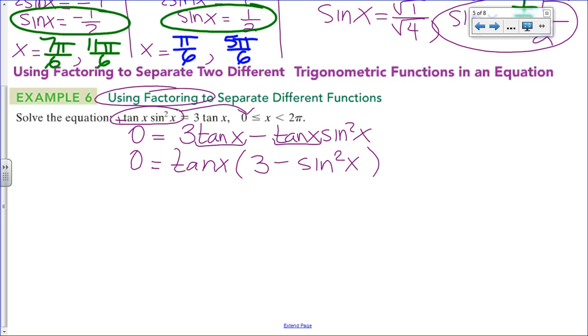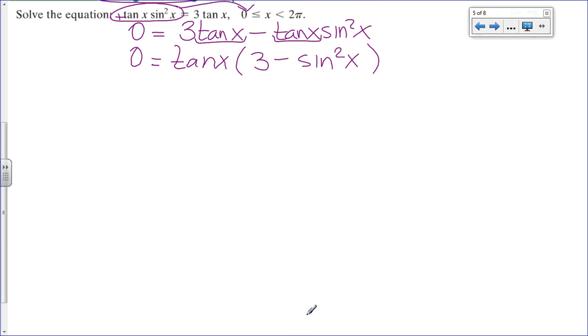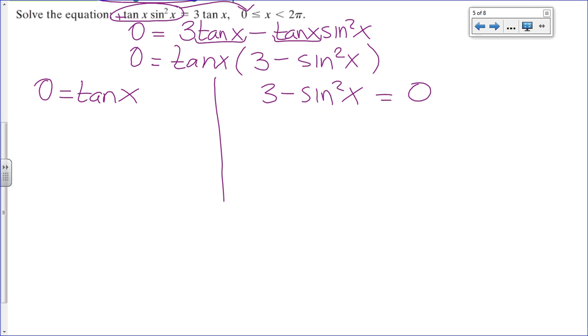And so again, we use the zero factor property here, and we set each factor equal to 0. So we have 0 is equal to tangent x, and then here we will have 3 minus sine square x is equal to 0. Okay, so of course we know that we need to do the tangent inverse of 0 to get x.